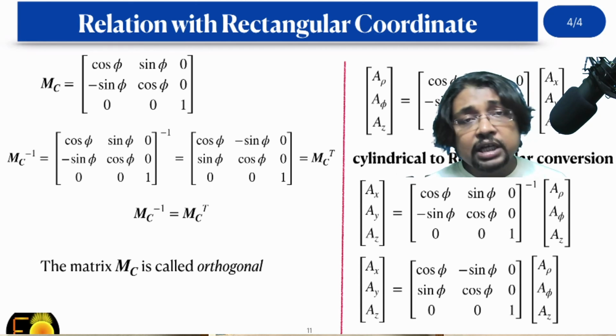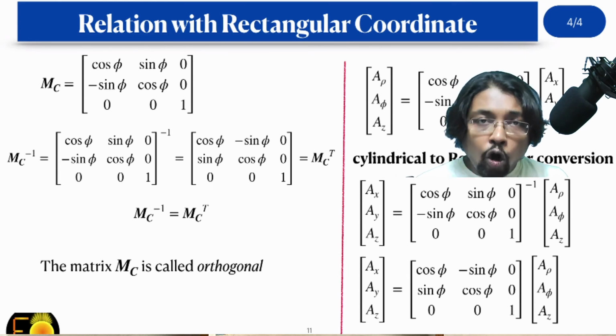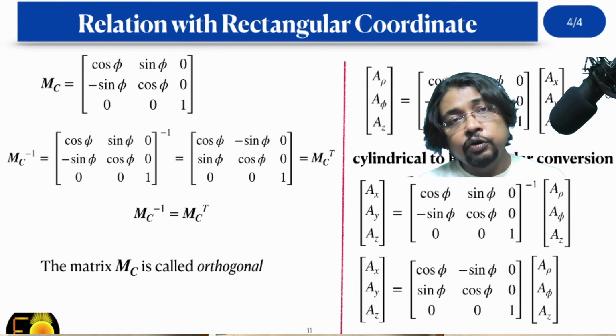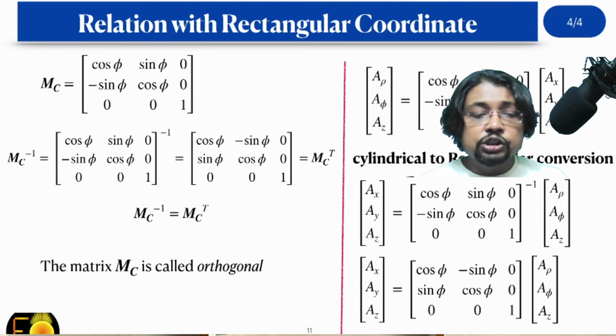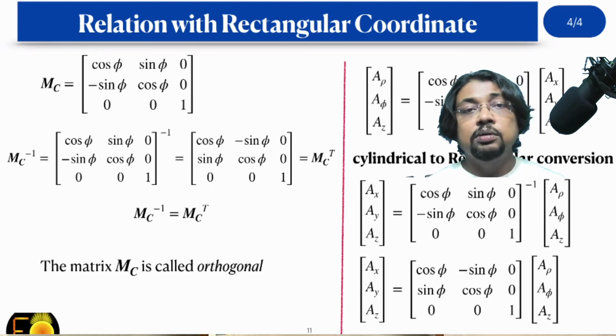And quite obvious, because in dealing with such kind of coordinate system, all the coordinate systems that I have considered, for both the Cartesian and the cylindrical coordinate system, the axes or the directions are orthogonal to each other. So this is a direct consequence of why we are getting the orthogonal matrix for such kind of conversion.